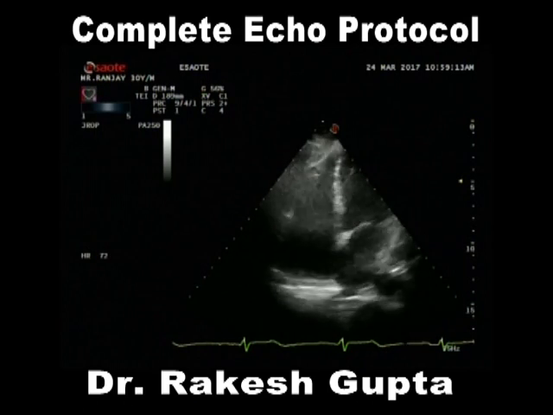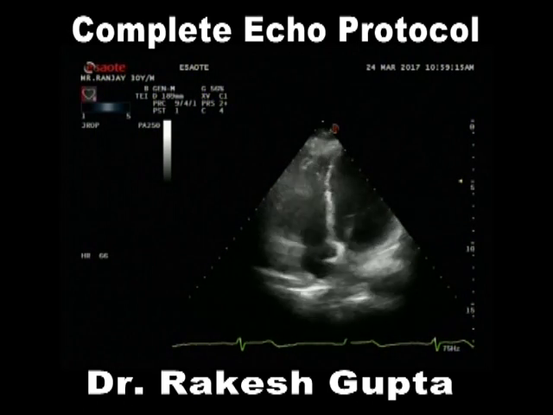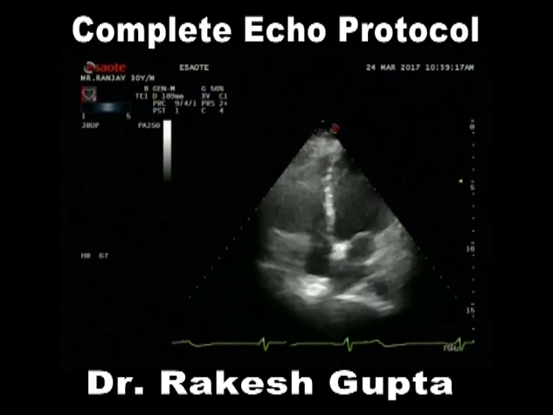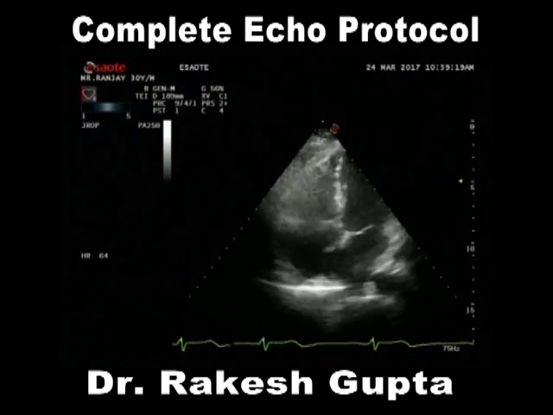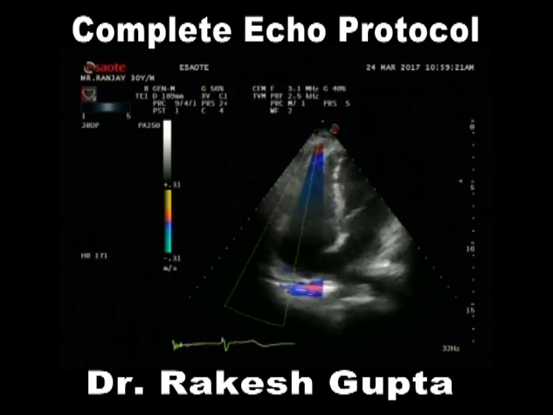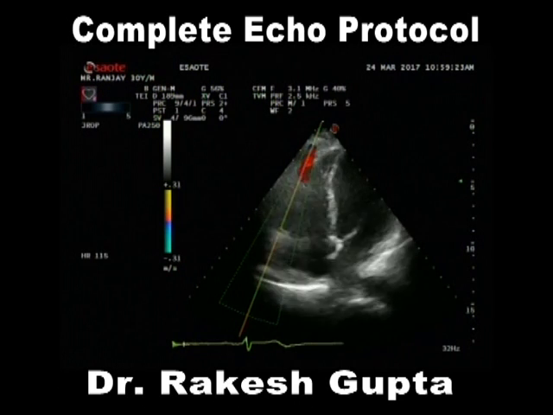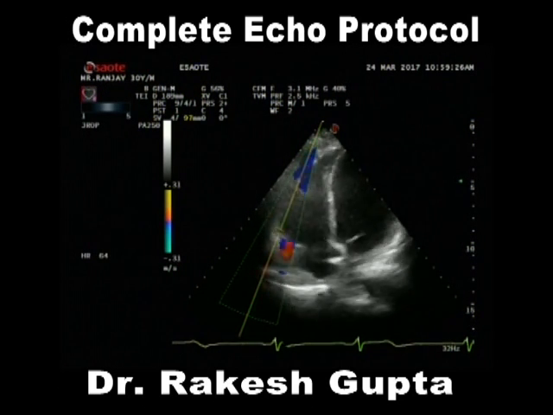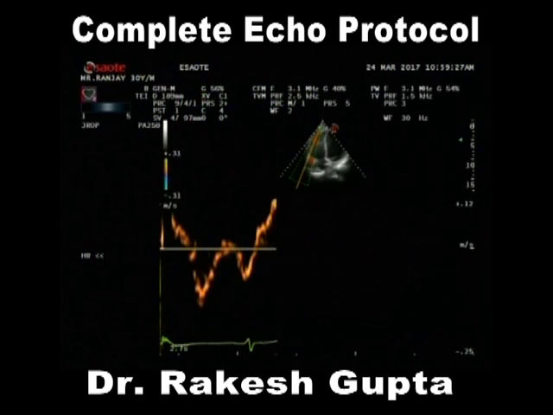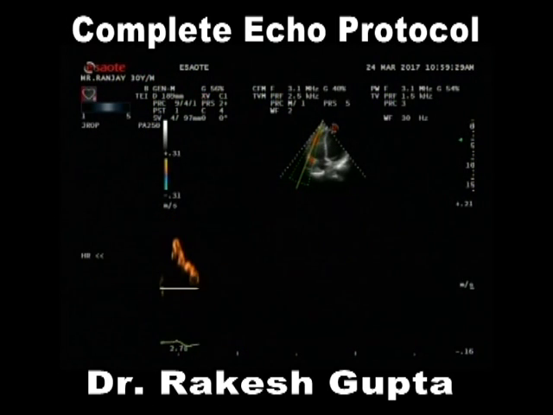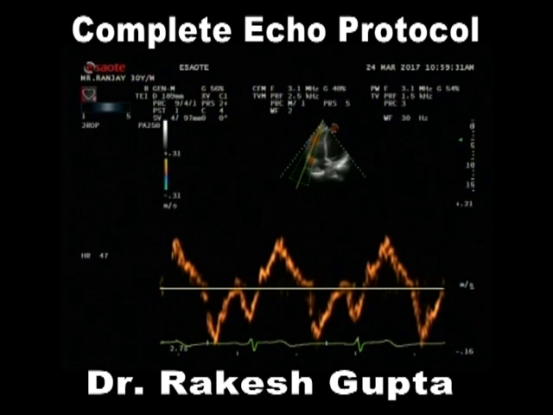is we need to look at RV-RA dimensions, which I told you a couple of days back, and then look for a TVI of RV free wall contraction. Here is the RV free wall TVI, which is more than 9.5, considered as normal.